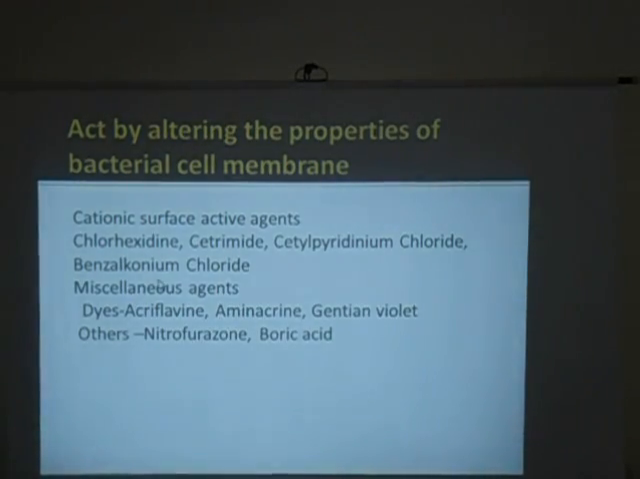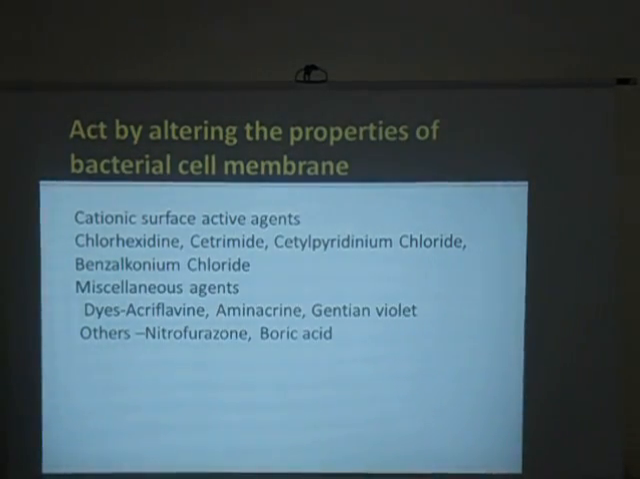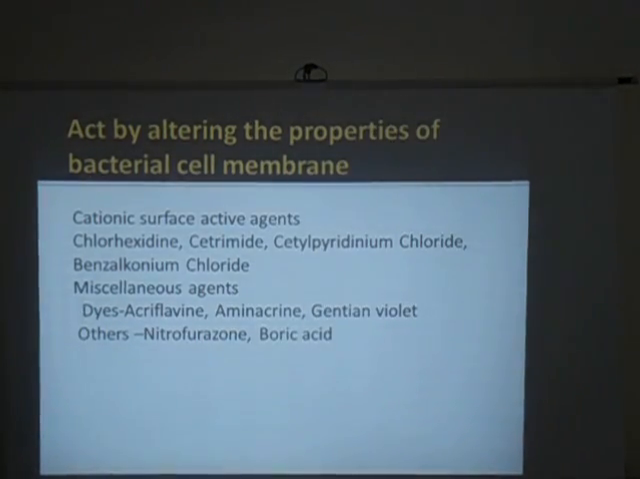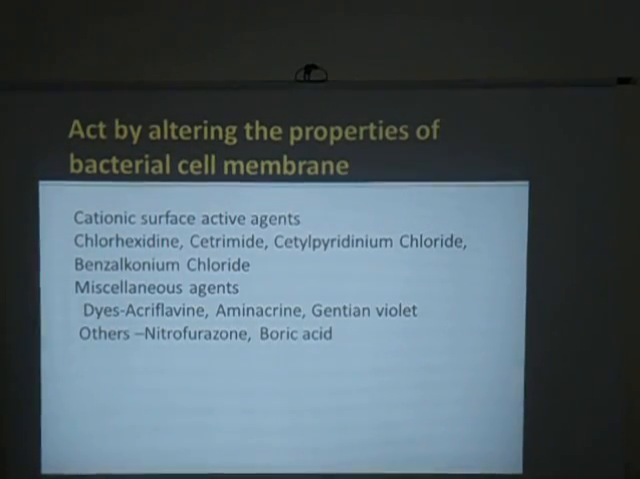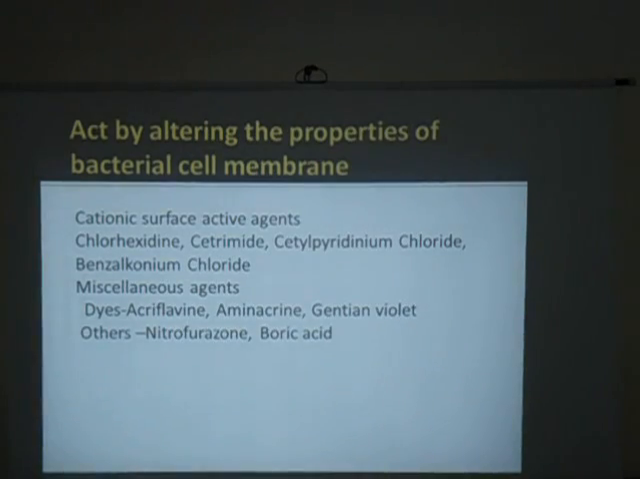Okay, then we have miscellaneous agents such as dyes. Nowadays we are not using gentian violet, acriflavine and everything. But previously you might have seen in the village side and skin department, they used this dark blue color solution to treat the wounds. Have you seen? Applying this dark blue color solution. It appears like something you have poured ink on the surface. Staining, completely bad staining will be there. Okay. So that was used previously. Nowadays we avoid it because of this staining. Okay.